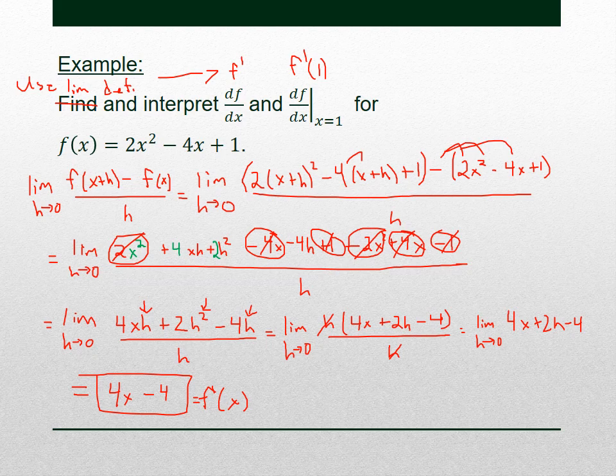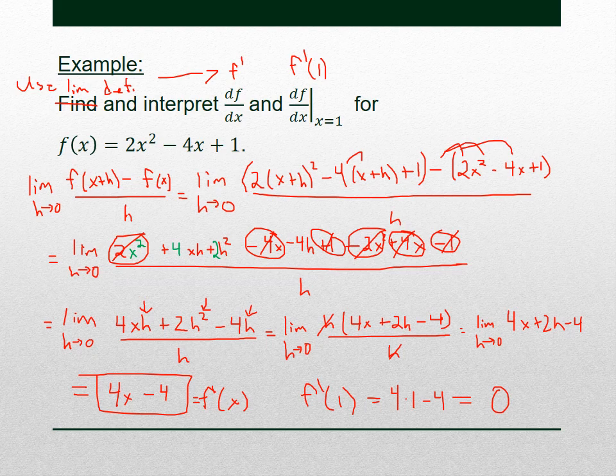2h would be 0, so that's going to go away, and minus 4 is also left over. So that is our derivative, f prime of x, or df dx. To interpret that, it would be the same interpretation as before. That's going to give us the instantaneous rate of change at x, or the slope of the tangent line at x. We're also asked to plug in 1.